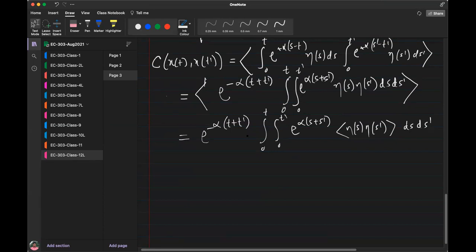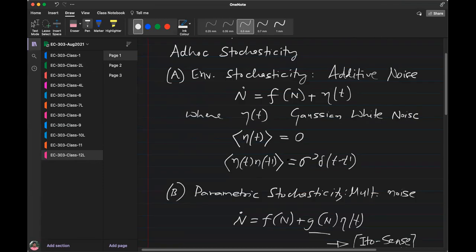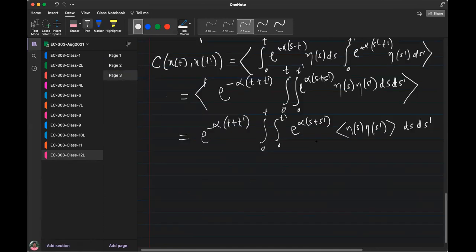Okay, so is this term 0? What is this term? So let's go back to the first page where we wrote this. This is basically sigma squared times the Dirac delta function. What this means is that when t is not equal to t prime, this is 0. But when t is equal to t prime, it's basically highly correlated. It's actually a delta function. So we can replace this by sigma squared delta s minus s prime.